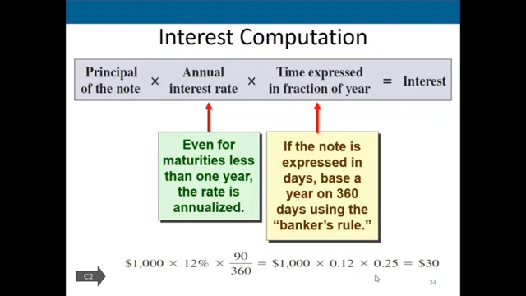Literally in your calculator, if you've got your calculator out or open it up on your phone, plug in 1,000, hit the times button, 0.12, hit the times button, 90, hit the divided by button, put in 360, and then hit equals. And you're going to get $30. It's not hard. You don't have to do anything crazy with this.